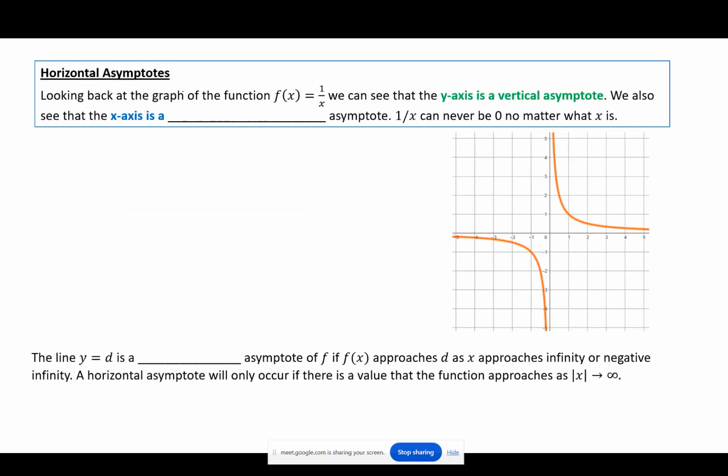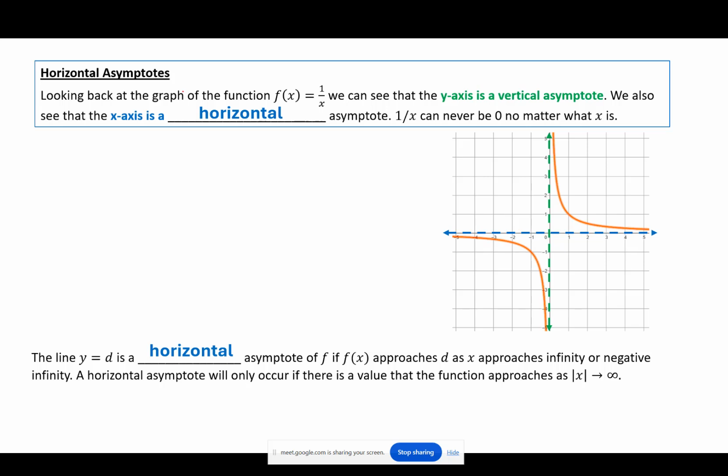All right, horizontal asymptotes. So if we look back at the graph of the function f of x equals 1 over x, we can see that the y-axis is a vertical asymptote. We knew that already. We also see that the x-axis is a horizontal asymptote. When we're looking for horizontal asymptotes, the line y equals d is a horizontal asymptote of f if f of x approaches d as x approaches infinity or -infinity.